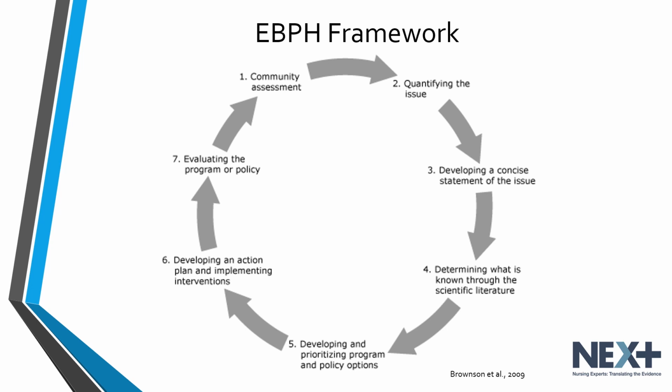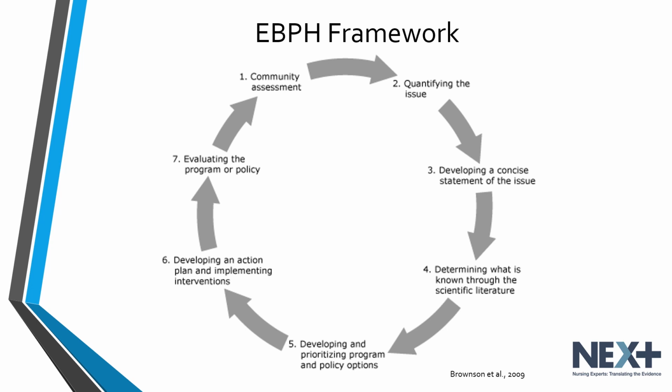Number 2 is quantifying the issue. Number 3 is to develop a concise statement of the issue, or here we will learn to ask that compelling question. Number 4, determining what is known through scientific literature, or finding the evidence, which includes searching the literature, appraising the evidence, and selecting the best evidence and linking it with the clinician's expertise and the client's values and preferences. Number 5, developing and prioritizing program and policy options.